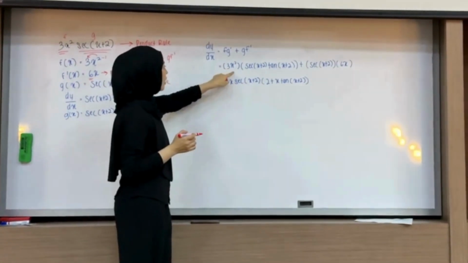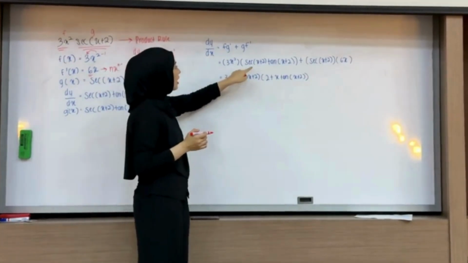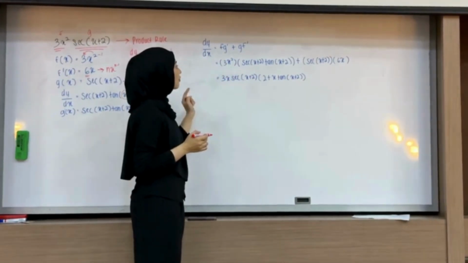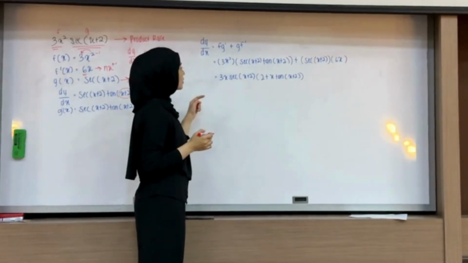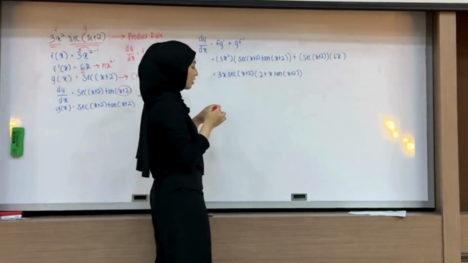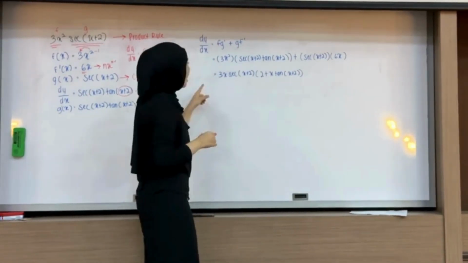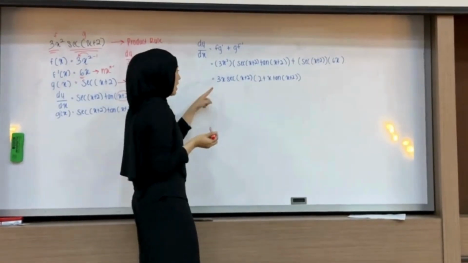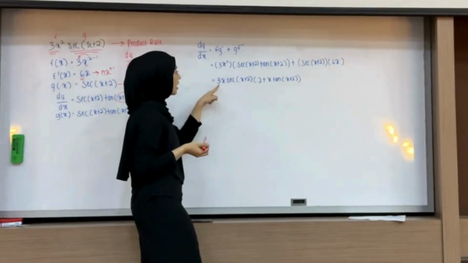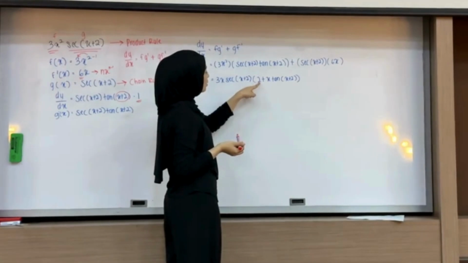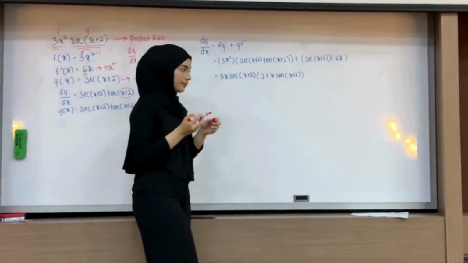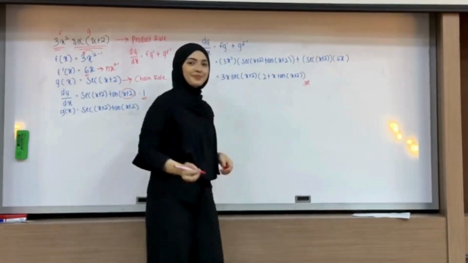So 3x squared for the f function, sec(x plus 2) times tan(x plus 2) for the g prime function, plus the g function sec(x plus 2) and 6x as f prime. And we can factor it out, 3x sec(x plus 2), and it will become 3x sec(x plus 2) times (2 plus x tan(x plus 2)). And that's the final answer for the question.